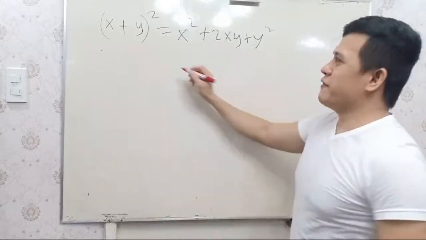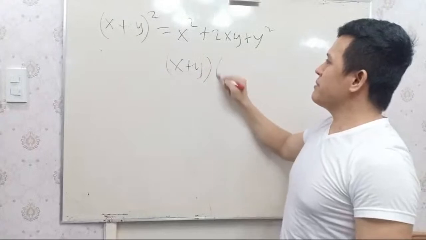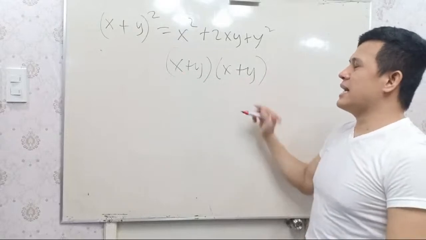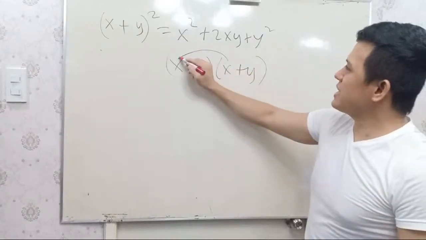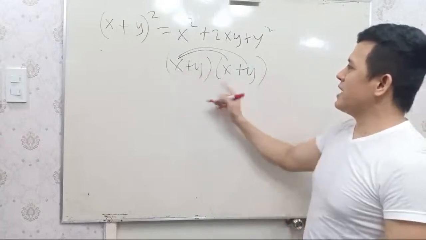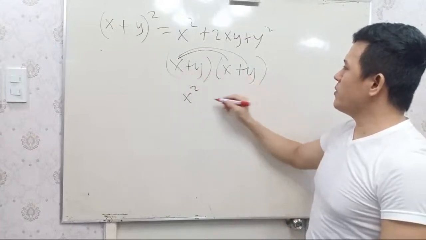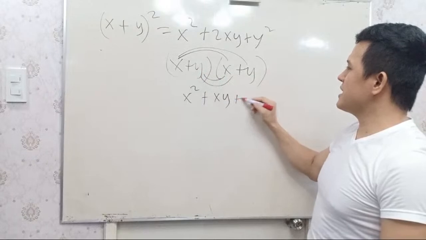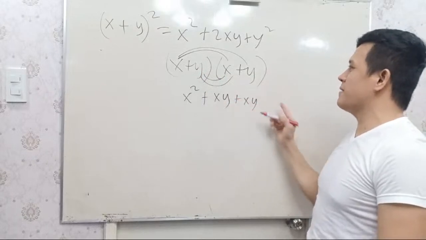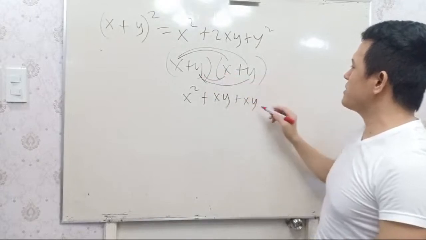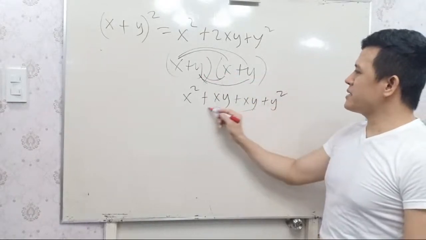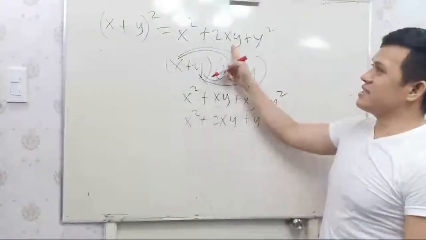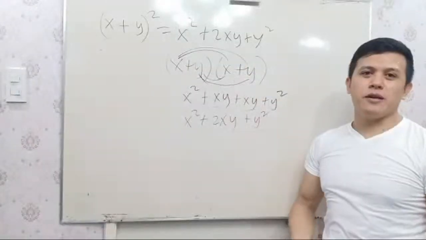Next one. If we use FOIL on x plus y times x plus y, FOIL method: first, outer, inner, and last. Let's multiply. So, x and x is x squared. X and y gives xy. And then on the inside, y times x is again xy, or yx, the same. And then y times y is y squared. So we have x squared plus the same xy, the 2nd and 3rd terms are just the same, if you expand this using the FOIL method.